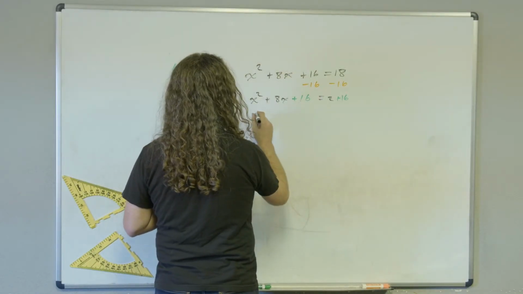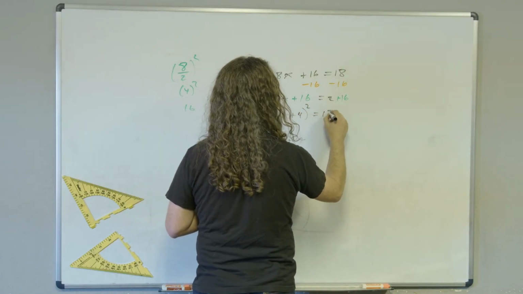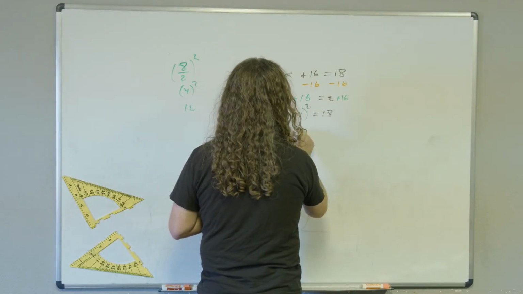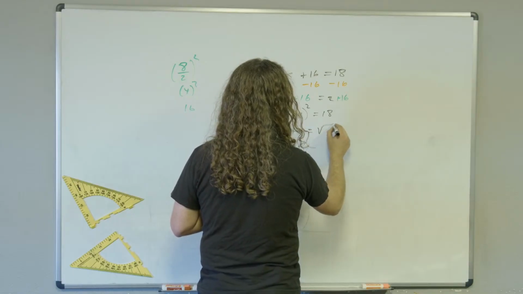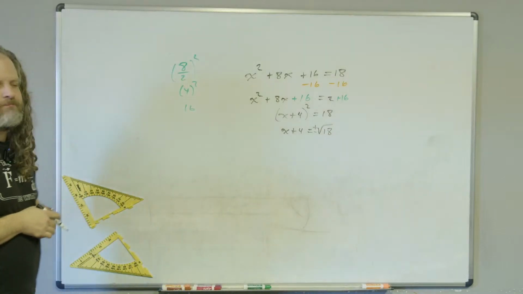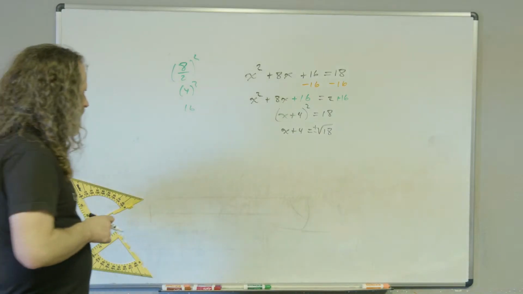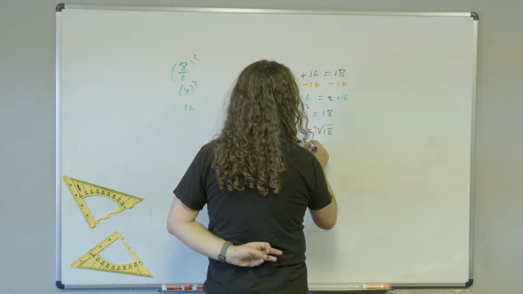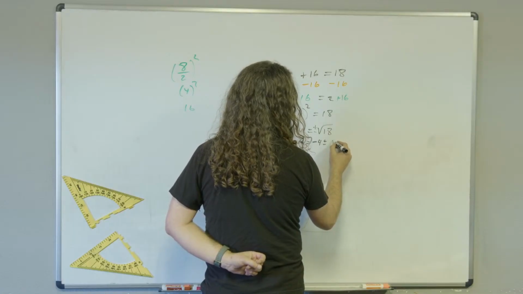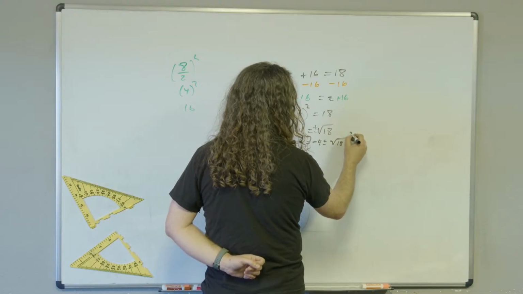x plus 4, quantity squared, equals 18. Take the square root of both sides. x plus 4 equals the square root of 18. Plus or minus. Now what? Move the 4 to the other side. Subtract 4 from both sides. We end up with x equals negative 4 plus or minus square root of 18. Or if you prefer, 3 times the square root of 2.